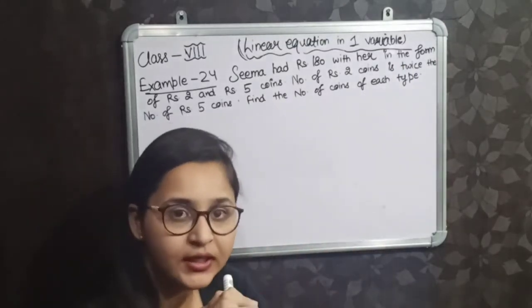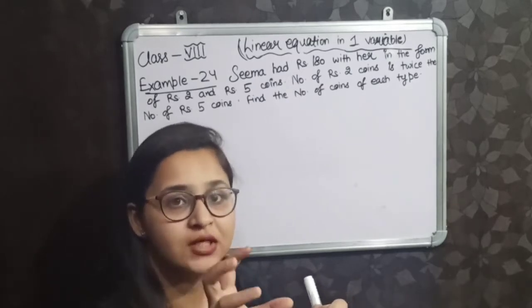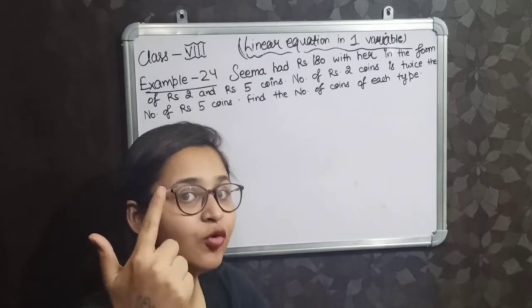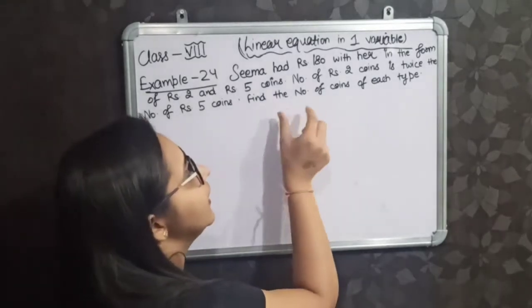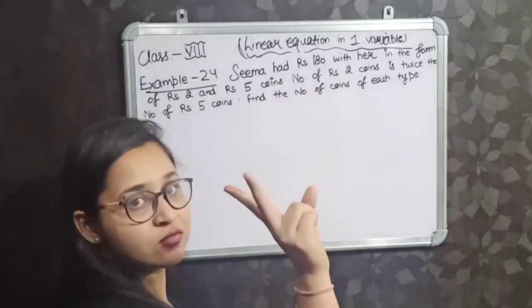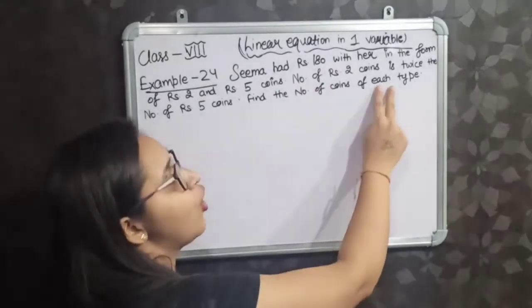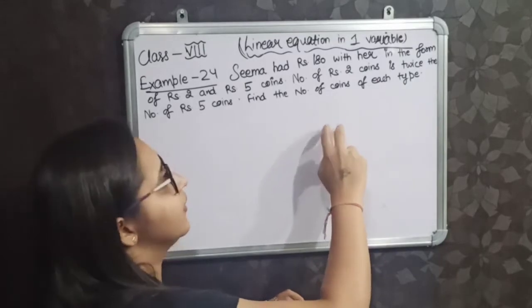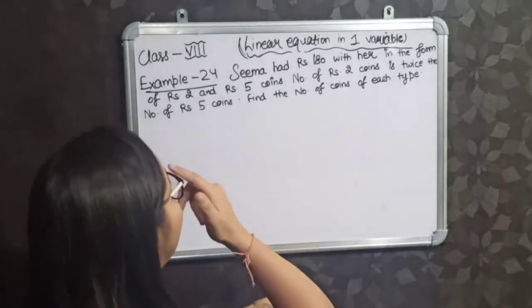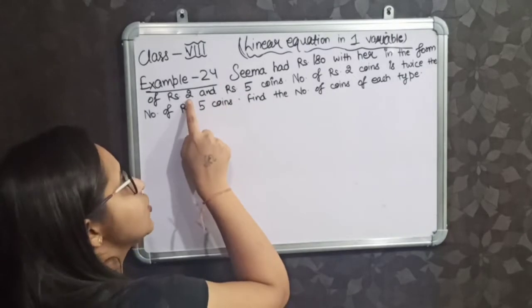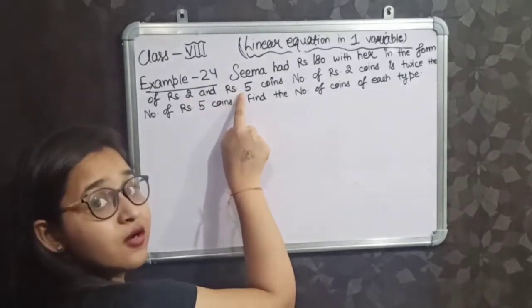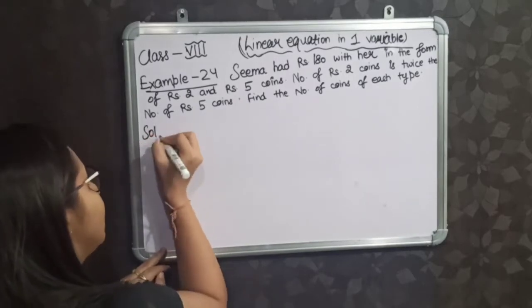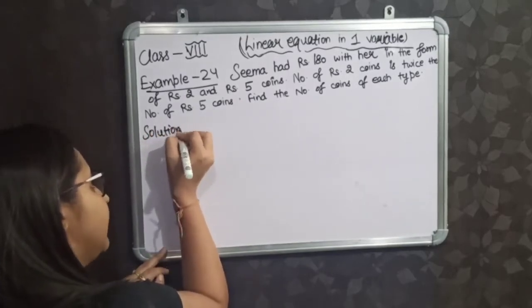So, I have just read the statement. What is our first step? Our first step is, what do you have to find? You have to find the number of coins, the number of coins of each type. Each type means how many types are there? There are two types of coins: rupees 2 coins and rupees 5 coins. Now, we have to find the number of coins.